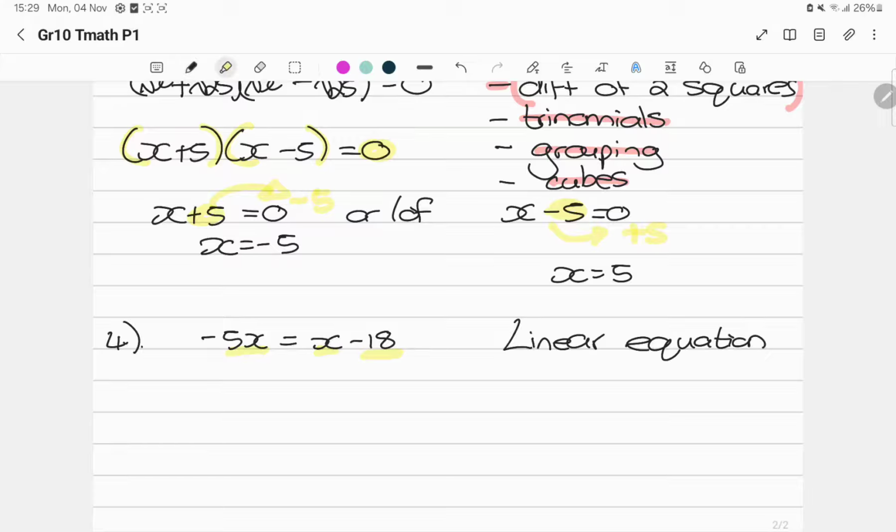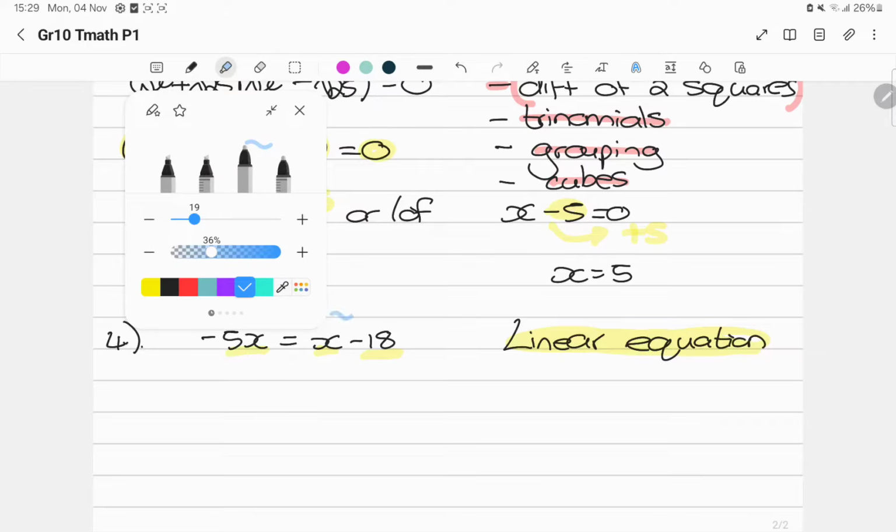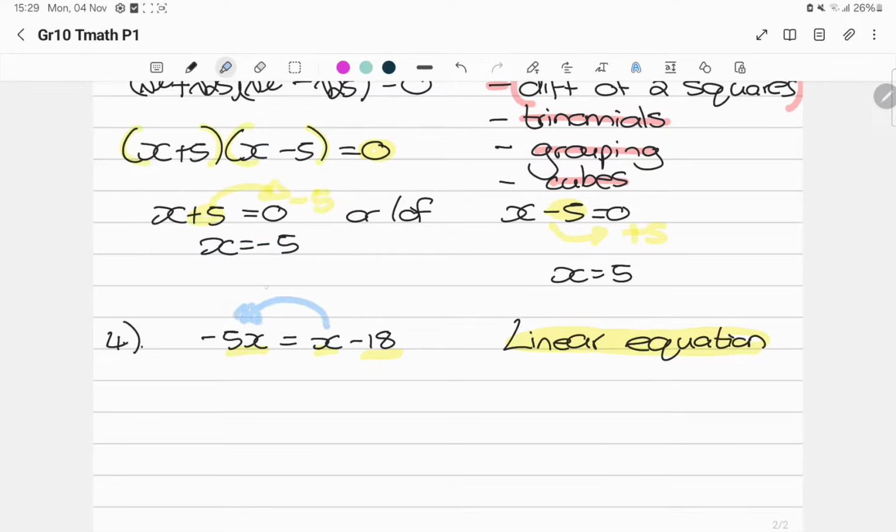This I've been doing since primary school. So if there's nothing fancy here, no x to the power of 2, then all I'm going to do is get my x's on the one side and my numbers on the other side. So to get my x's on the one side, I'm going to take this positive x over, and it's going to become minus x. So minus 5 minus 1 gives me minus 6x equals negative 18. And now I have to divide both sides by negative 6. So x is in actual fact equal to 3.